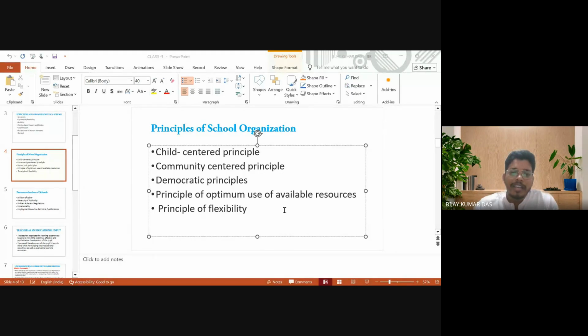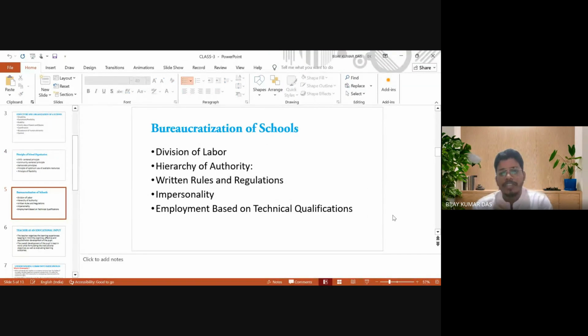So school is a social organization that plays a very vital role, and certain principles are adopted in the societal context of school. How is the bureaucratization of school happening? What are the basic characteristics? First one is division of labor, then hierarchy of authority, written rules and regulations. There is impersonality, and employment based on technical qualifications. So these are very important.